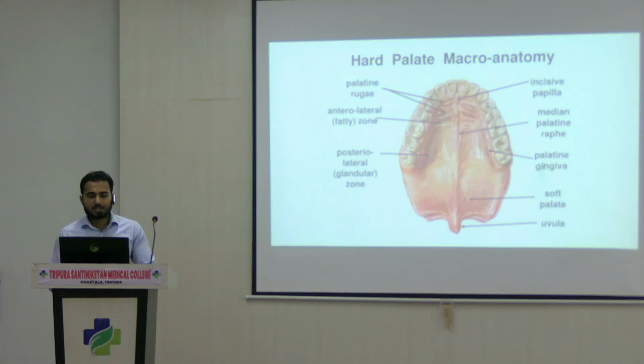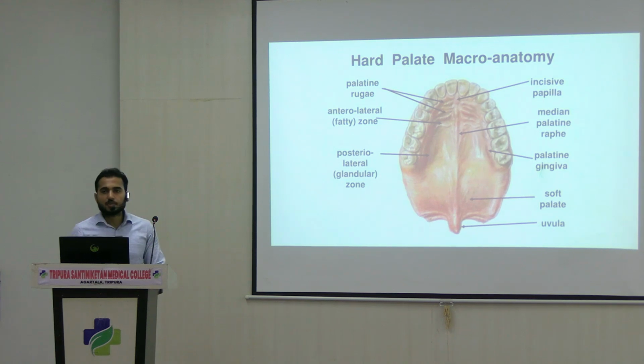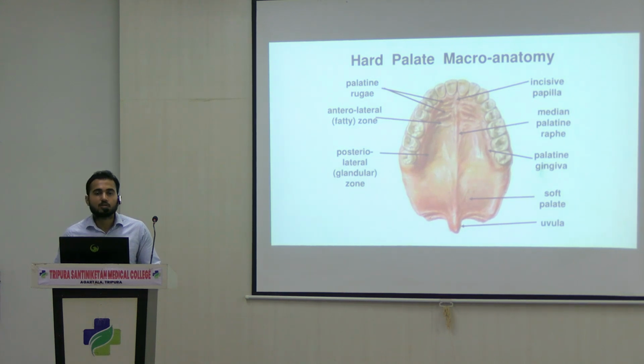Next, in the midline you can see a palatine raphe. See, this is the midline palatine raphe. From the incisive papilla it extends and then goes posterior. So these are some important characteristic features which you can see in the masticatory mucosa of the hard palate.